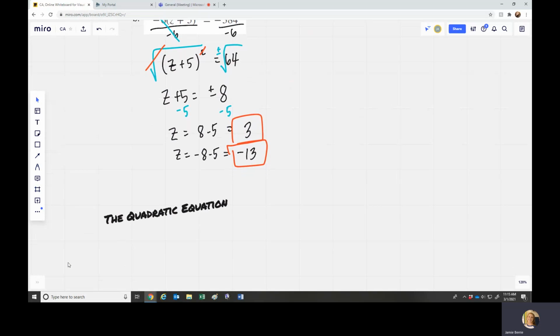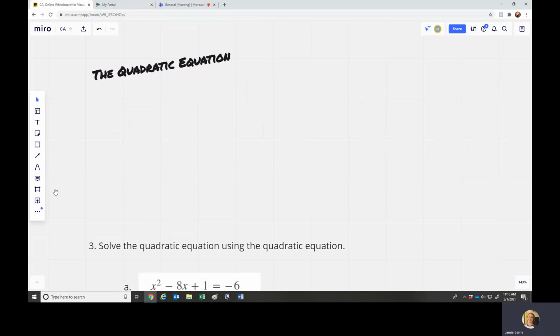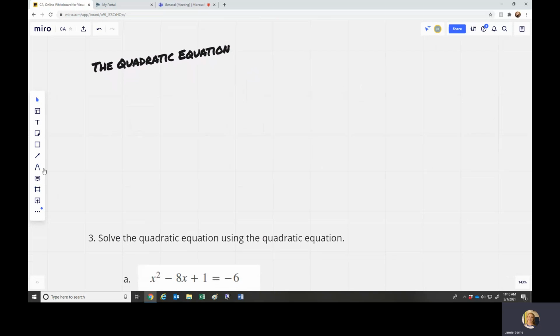All right, so now we're at method 3, which is the quadratic formula. The quadratic formula is not always the easiest method to use, but we like it because it works every time. So this is the quadratic equation. It says x, or excuse me, I didn't mean to say quadratic equation. This should say quadratic formula. That's my bad.